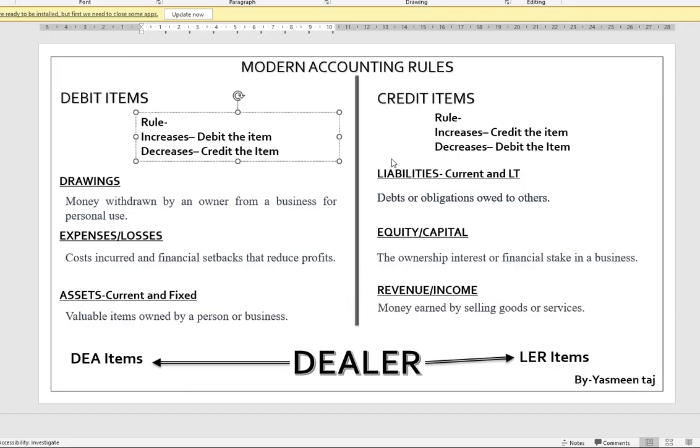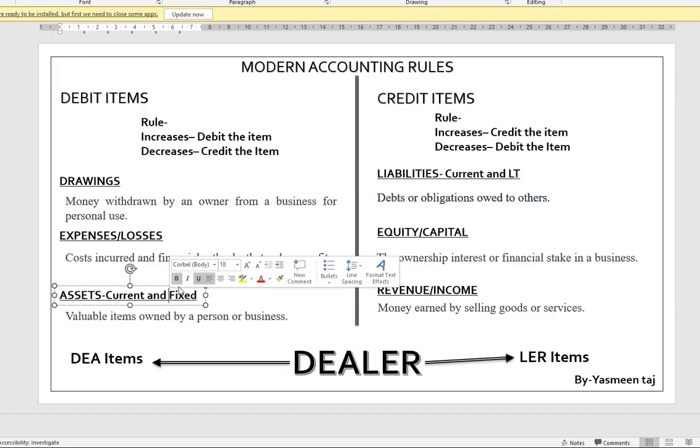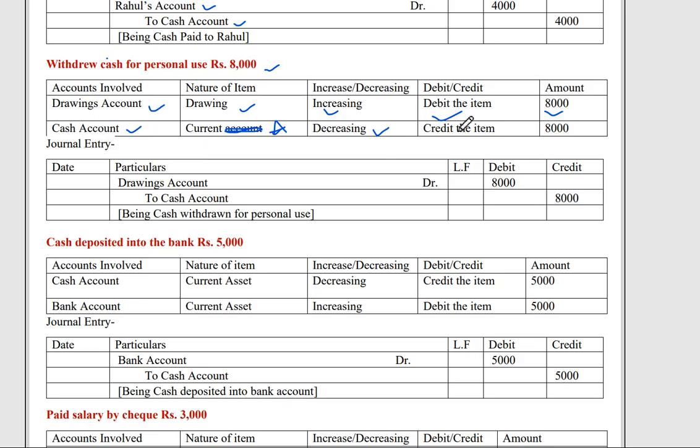So when the cash of a business, an asset of the business, decreases, we have to credit the item. So here, when the cash of the business is decreasing because the owner is drawing that money for his personal use, the item is credited 8,000 rupees. The journal entry for this is drawings account debit to cash account. The narration is cash withdrawn for personal use. Drawings account is debited with rupees 8,000 and the cash account is credited with rupees 8,000.